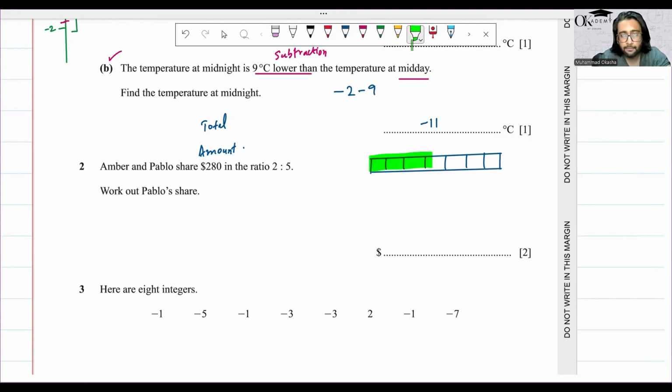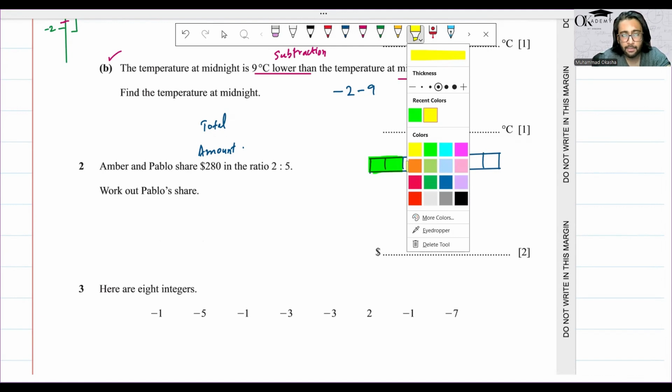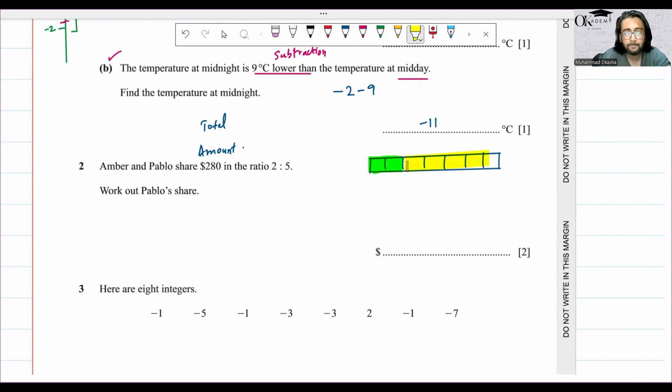Out of which 1, 2, 3, 4, 5 of them are given to, I mean, it's actually 2:5, so I'll write the 2 ratios first. 2:5, so the 2 parts is given to Amber, and 5 parts will be given to Pablo. Okay, so this is Amber's share, and this is Pablo's share. So Amber's share is 2 parts, right? Pablo's share is 5 parts.